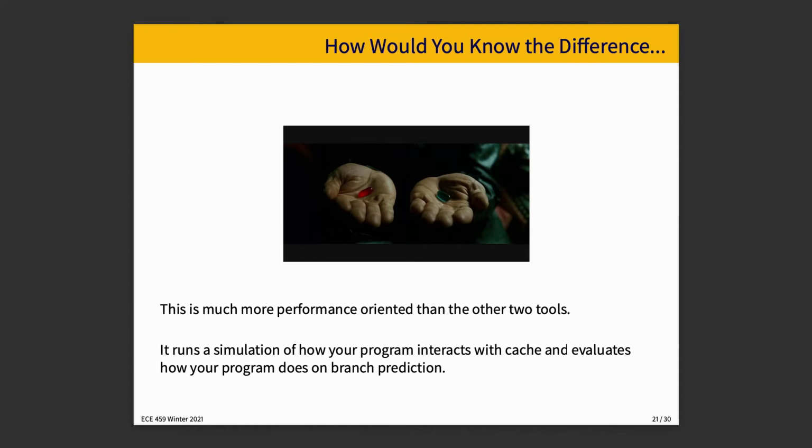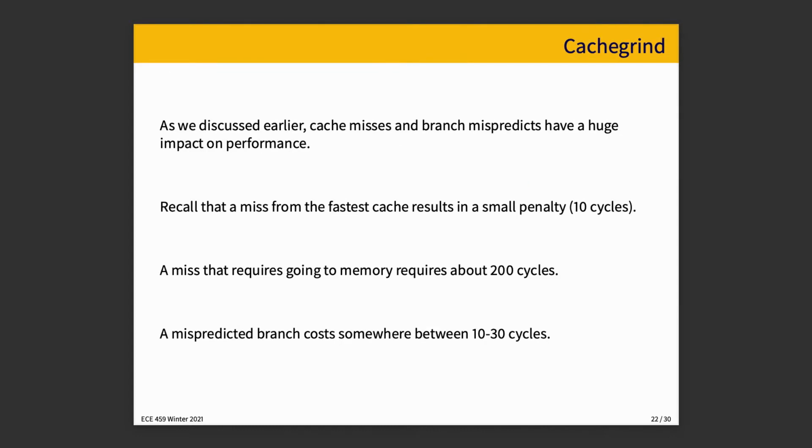As discussed earlier, cache misses and branch mispredicts have a very significant impact on performance. Remember that a miss from the fastest cache is maybe a 10-cycle penalty, but going to memory might be 200 or 300. A mispredicted branch has a penalty of something like 10 to 30 cycles. So anything you could do to reduce those costs will eventually be a significant benefit for your program, especially the longer that it runs.